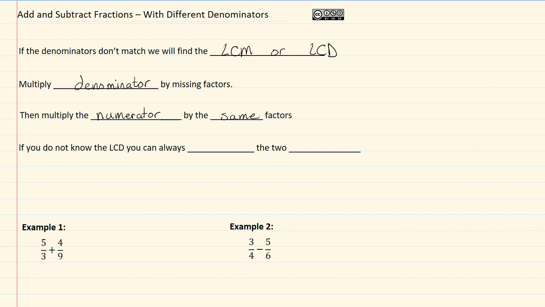If for some reason you can't find the LCD, you can always multiply the two denominators. It's not the best way. You can sometimes get really big numbers that way, which means without a calculator they get a little bit difficult to handle, but it is possible. So let's take a look at our two examples here and see how to do this.